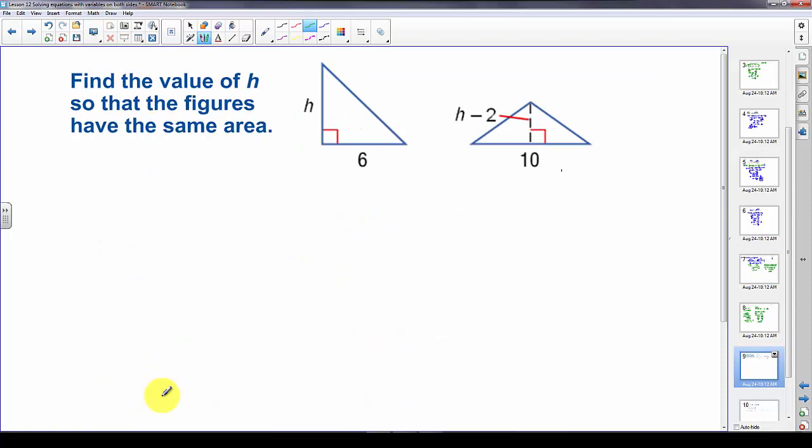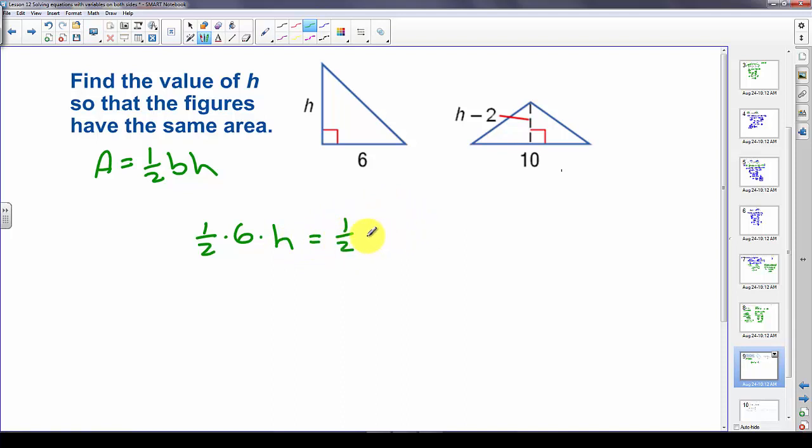Here's a geometrical problem. We want to find h so that the figures have the same area. Both of these are triangles. You know the area of a triangle is 1/2 the base times the height. So in this case, I have 1/2. Let's call the base 6 times the height is equal to 1/2 the base, call that 10, times the height. And in this case, the height is equal to h minus 2.